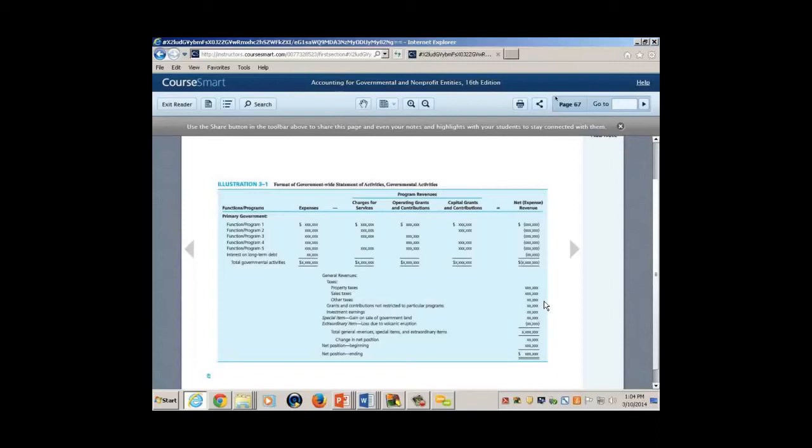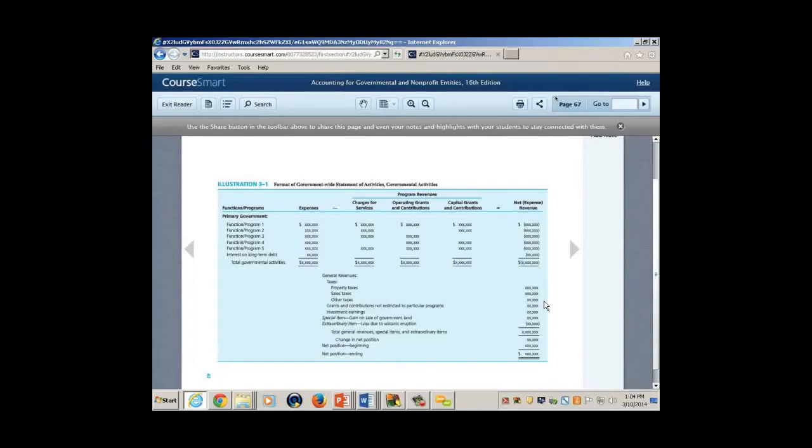Okay. Then what do you see? On the left-hand side, you see a list of functions. What are some of those functions? I talked to you about general government, right? Safety, public safety, recreation. All these are the functions, things that governments do, right? What's that interest on long-term debt? It's separated, not allocated, but separated. The top part, these are your direct expenses and these are your indirect expenses, okay?